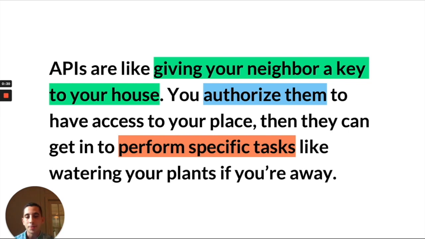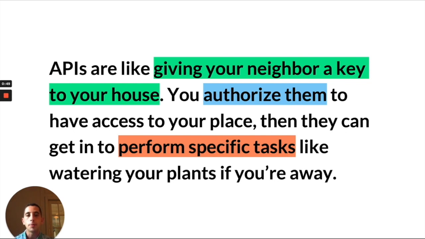So you're going to give them a key, and then that key allows them to perform specific tasks. Let's say that you go away for the weekend and you want them to water your plants. You can text your neighbor and say, hey, can you please go in my apartment and do this? And now they can go in and perform that specific task, assuming that they're not going to use that key for anything else. And it's very similar with APIs.